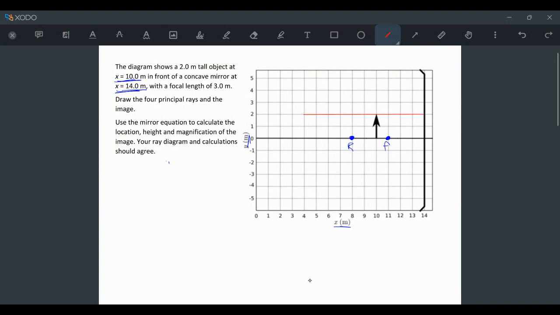So the first ray that I'm going to draw is incident from the left. I'll put arrowheads on it in a second. It's parallel to the optical axis, and we draw all of our principal rays going through the top of the object, the tip of this arrowhead. A ray that is parallel to the optical axis reflects from the mirror and goes through the focal point.